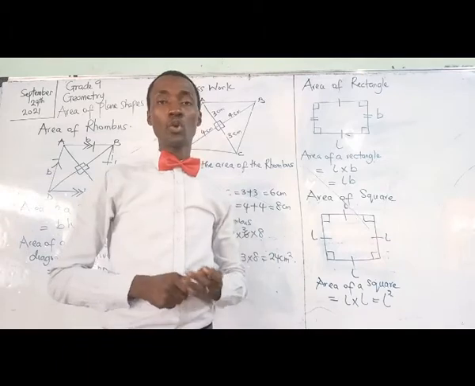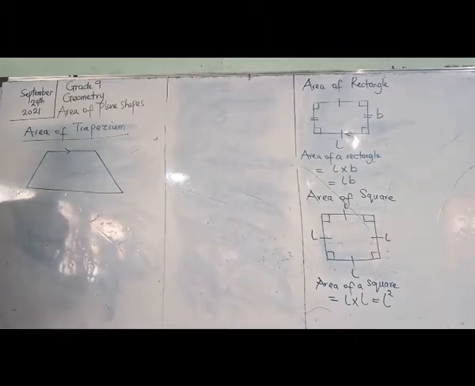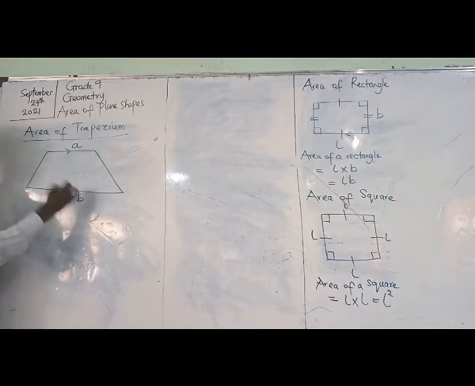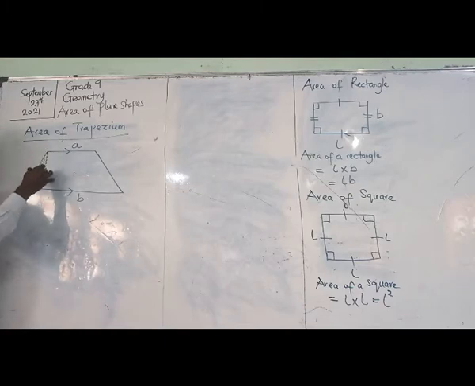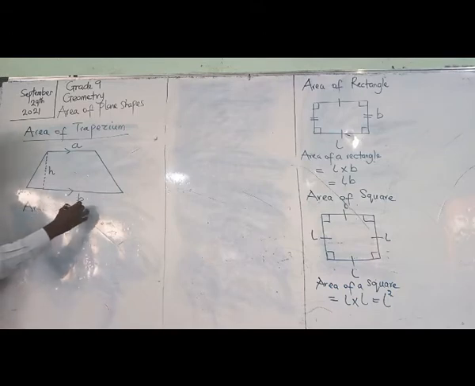Let's see if we can close out with the area of a trapezium. Now for a trapezium, we imagine something of this nature. A trapezium has one pair of what? Parallel sides. Now, the parallel sides are given names A and B. And then we have the perpendicular height called H. So how do we look for the area of the trapezium? Very simple.